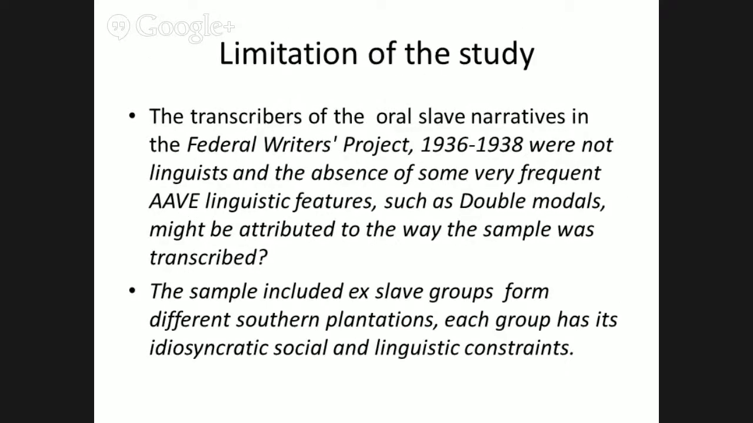Limitation of the study: the transcribers of the oral slave narratives in the Federal Writers' Project were not linguists, so they were just people who recorded these, and when they transcribed into standard English, they probably transformed some of the features into standard. One of the interesting facts that I did not find was the double modal, something like I might could or I would could. That was not available in my corpora. It was expected to be there in the southern plantation setting, but it did not pop up in my data. Probably that was because of the transcription.